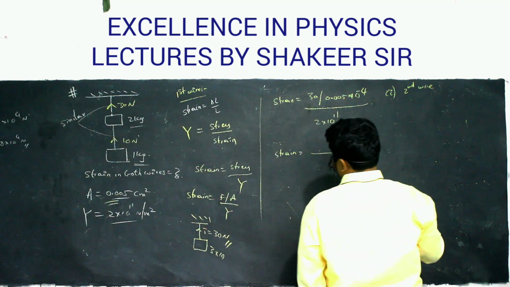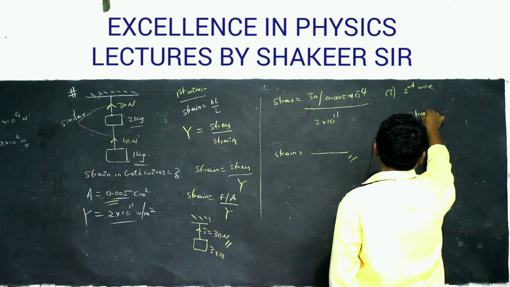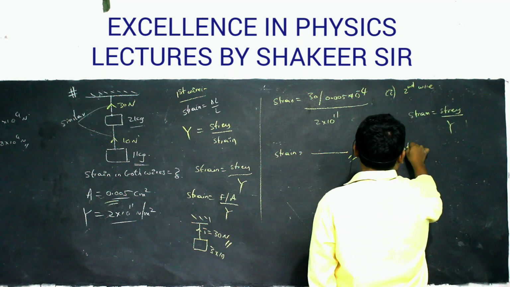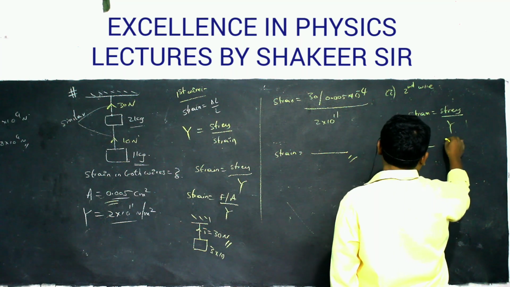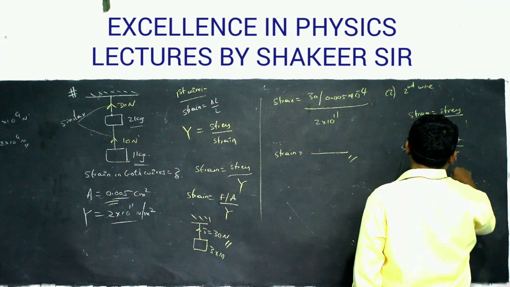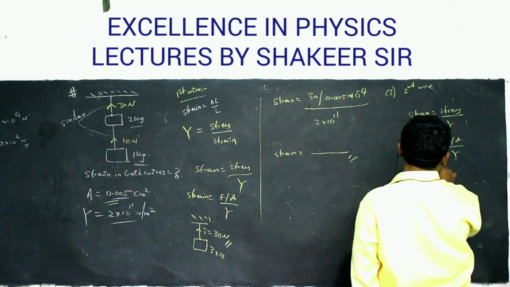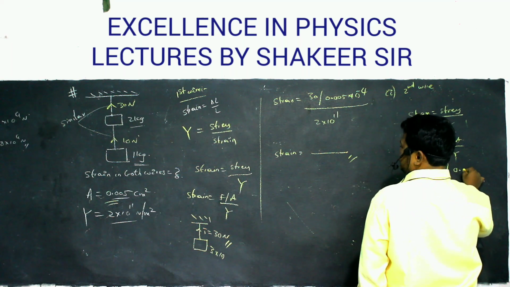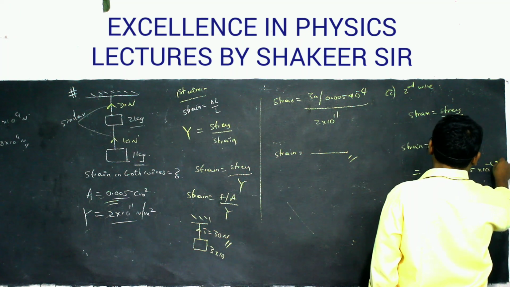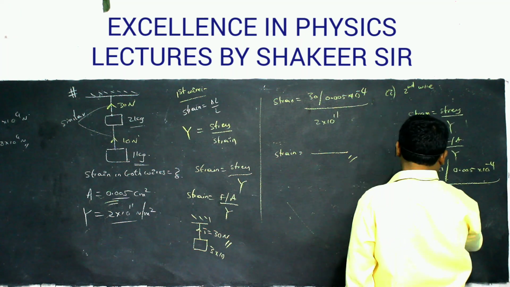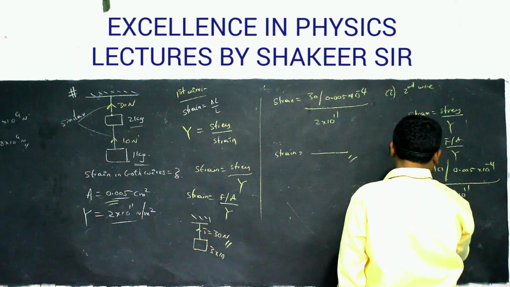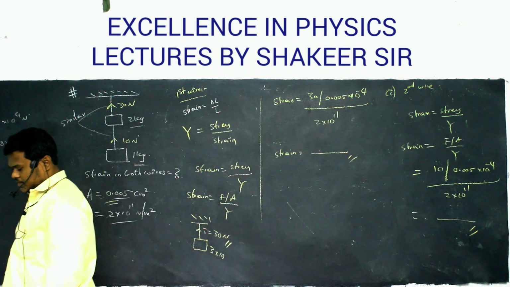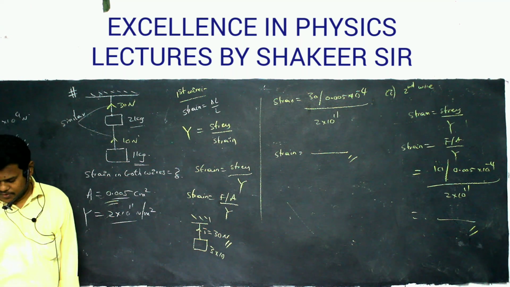So again I can write strain is equal to stress divided by Young's modulus. So strain is equal to force per unit area divided by Young's modulus. Force is how much? 10 Newton divided by area of cross section, 0.005 into 10 power minus 4, divided by Young's modulus 2 into 10 power 11. Then I will get the answer. That's all. So what are the answers which you should get?